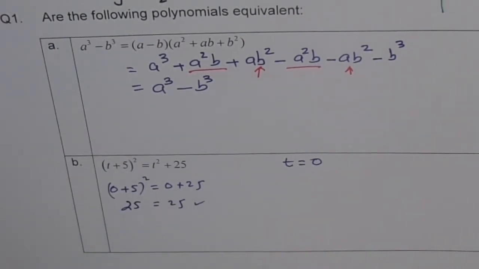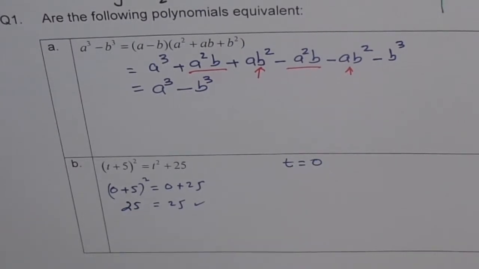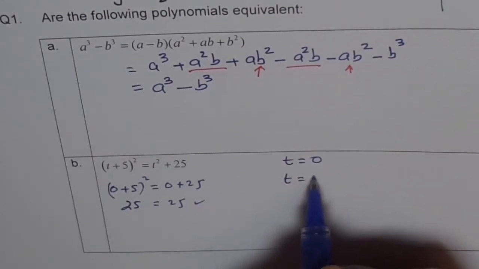Well, that's correct. But you know what? For two polynomials to be equivalent, we should test many points, because t belongs to the set of real numbers. They could be the same at one point. So let me test another value. Let's say t equals 1.